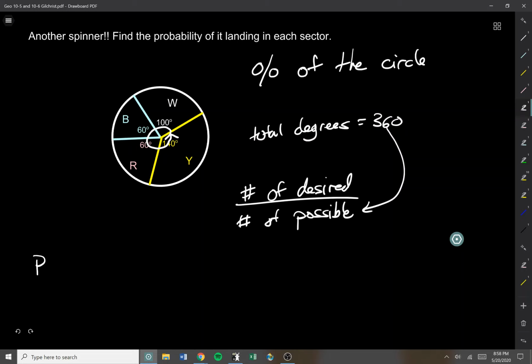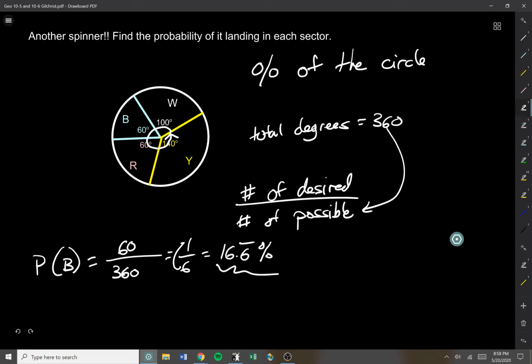So say we wanted to find the probability of it landing in the blue sector. That would be 360 total possible degrees we could work with. 60 of them are blue. So that probability reduces to 1 in 6, which is actually 16.6 repeating percent. That's a good one to memorize. 1 divided by 6 is just a 1 with a bunch of 6's. 1 divided by 6 is 16.6 repeating percent. Obviously, red is going to be the same thing.